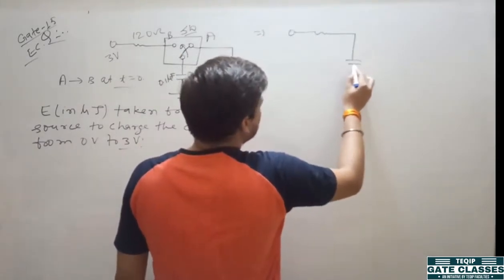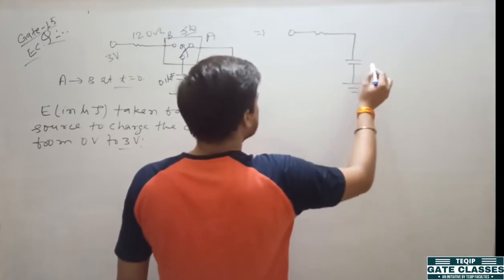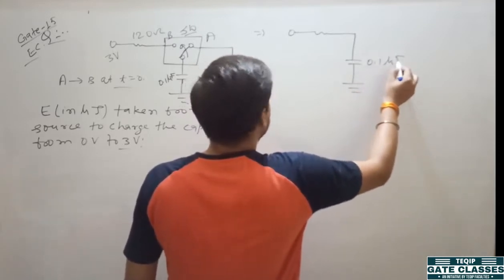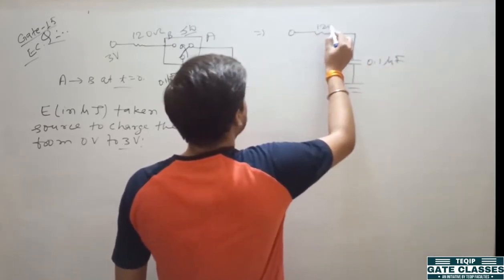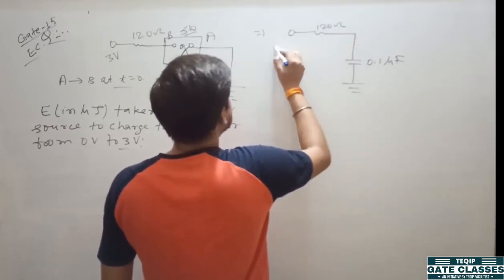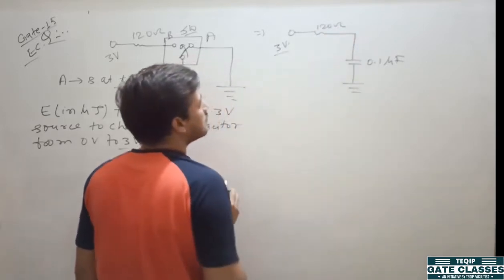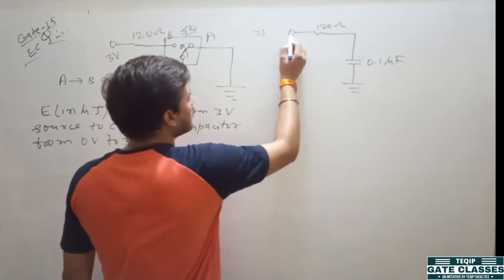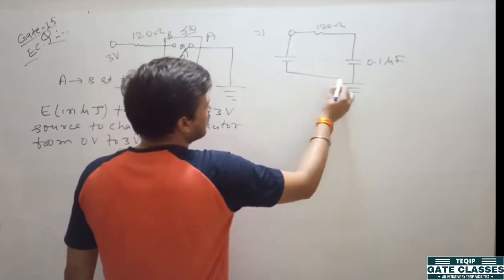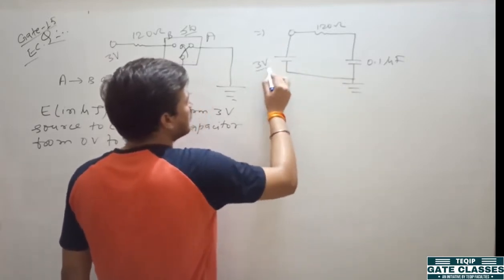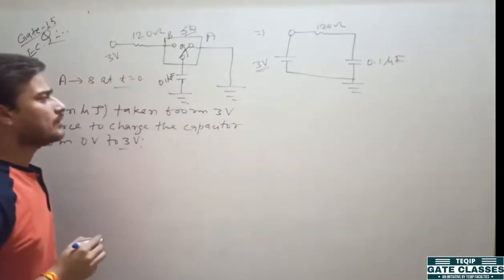The switch is being connected to the capacitor 0.1 microfarad. Here it is 120 ohm. Here it is 3 volt. You can also show the 3 volt battery like this, connected to the ground terminal. So this is your 3 volt battery.